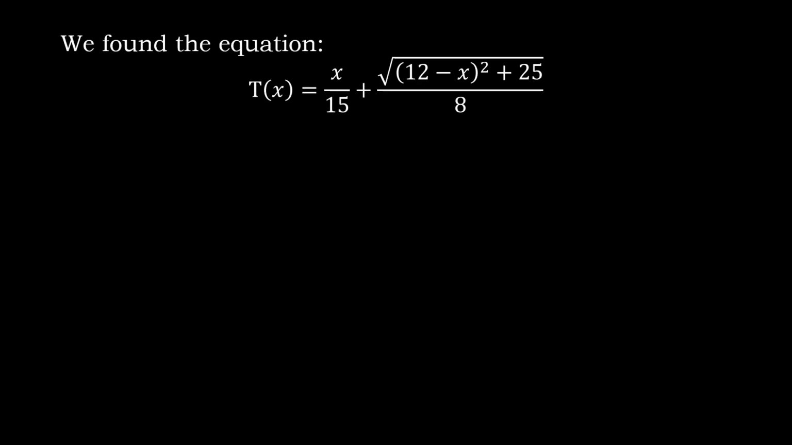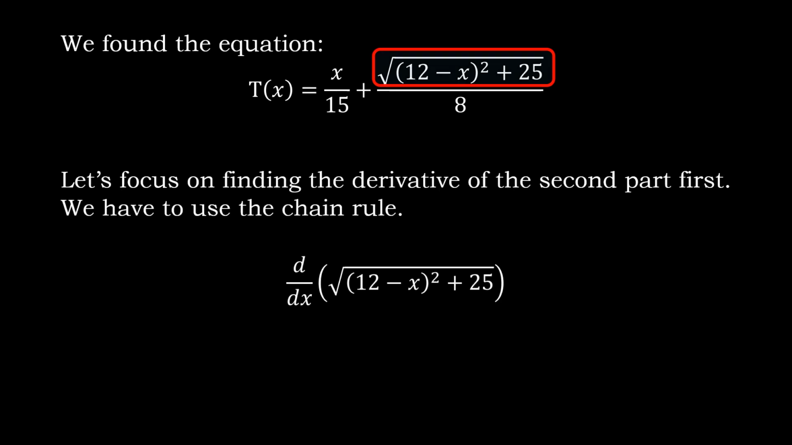So at this point we've found our equation, and as we know, to find the maximum or minimum, we should find the first derivative. So let's do that now. We're going to focus on the second part of the derivative first. And to do this, we have to use the chain rule.